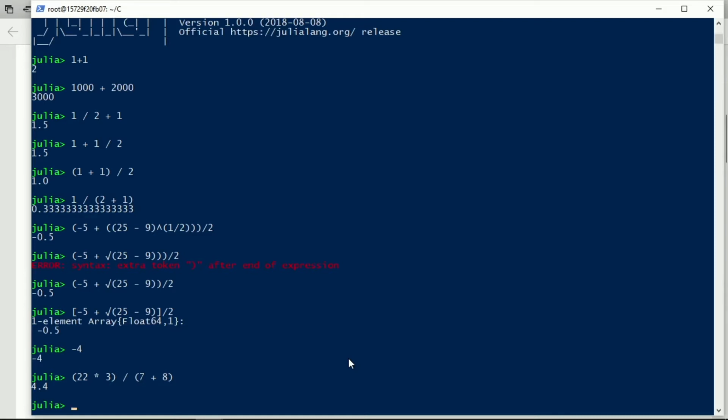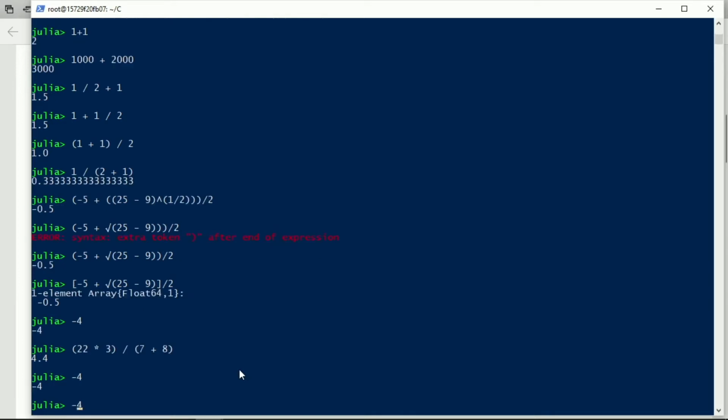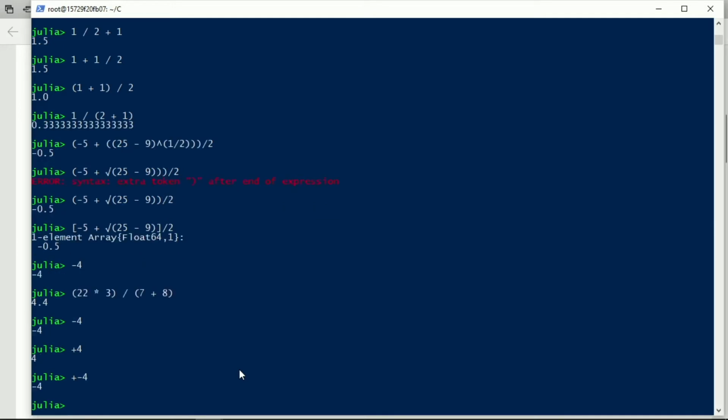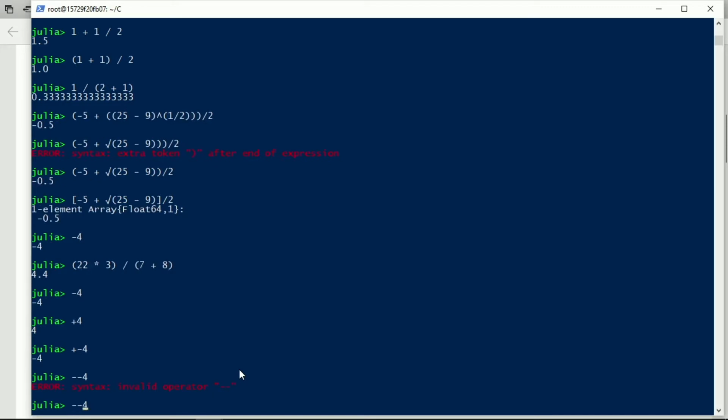So as I said, if you type an operator, then normally you expect that there'll be a number on each side of the operator, to the left and the right. The exception is something like minus, where you have minus 4. And indeed, you can do the same with plus, like that. And you can even have plus minus 4, it's still minus 4. Minus minus 4, it doesn't like that.